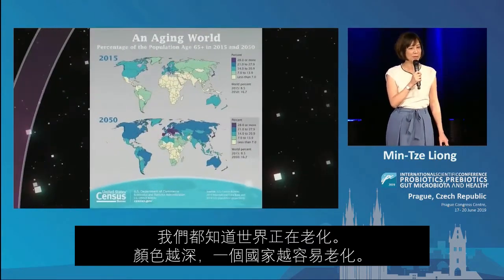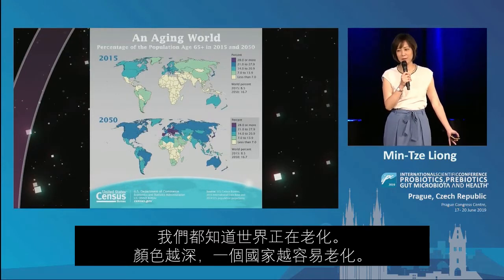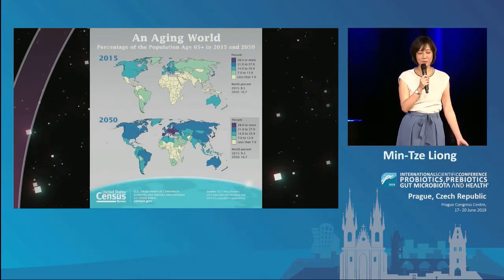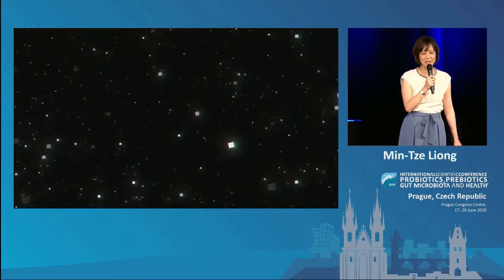Now, we all know that the world is aging. This is a very old, I would say, statistics where we could see the darker the color, the more prone of the nation to go for aging. But what would that actually indicate?